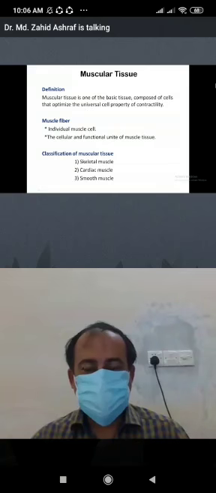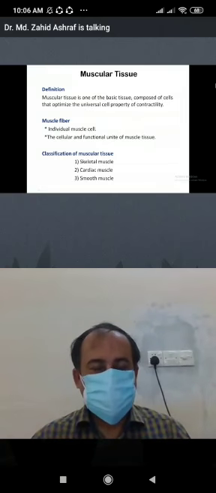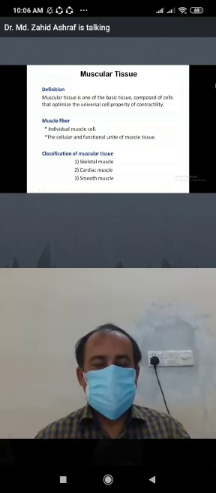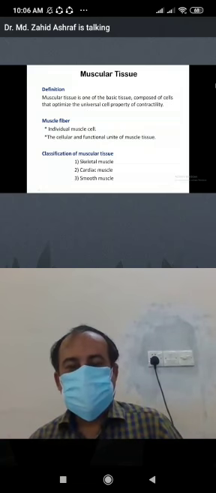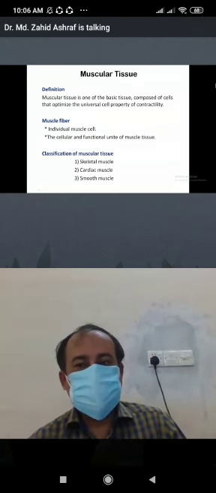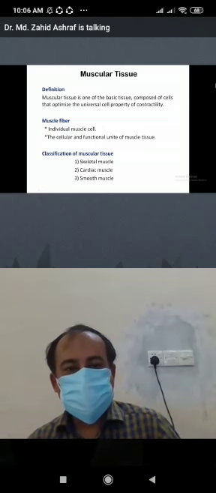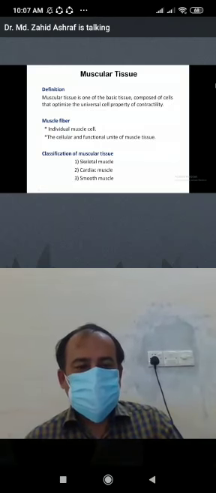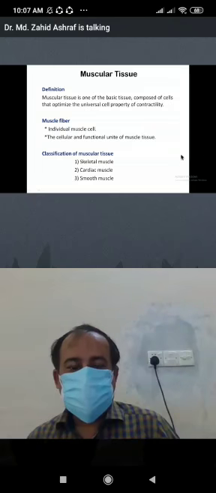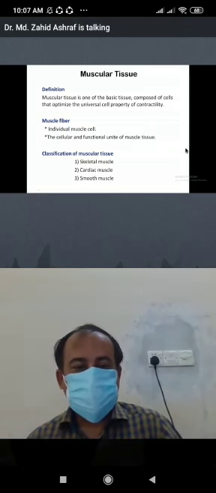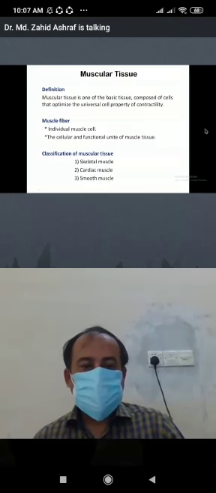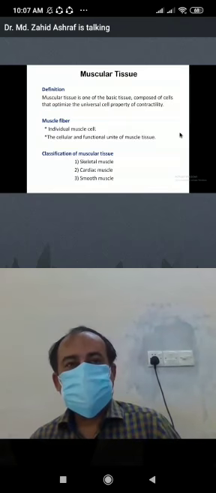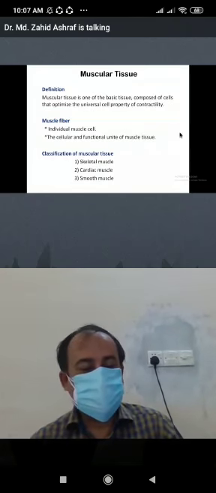By contraction and relaxation of skeletal muscle, we move our body. By contraction and relaxation of smooth muscle, our gut motility occurs, and by contraction and relaxation of cardiac muscle, our heartbeat proceeds. In muscular tissue, we should know what a muscle fiber is. It is another two words you have to memorize: an individual muscle fiber, an individual muscle cell, is the cellular and functional unit of muscular tissue.